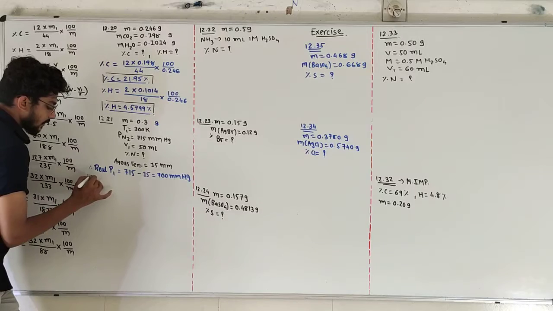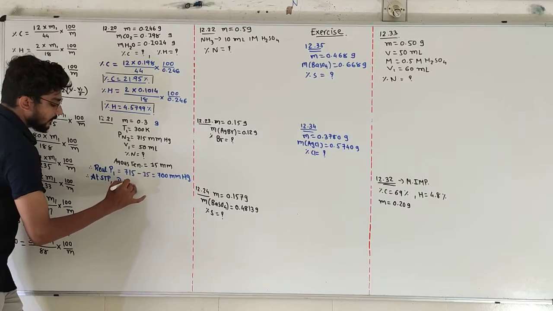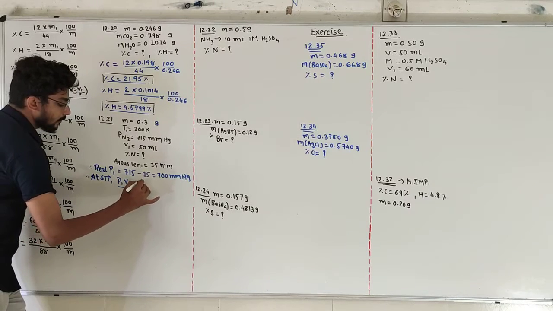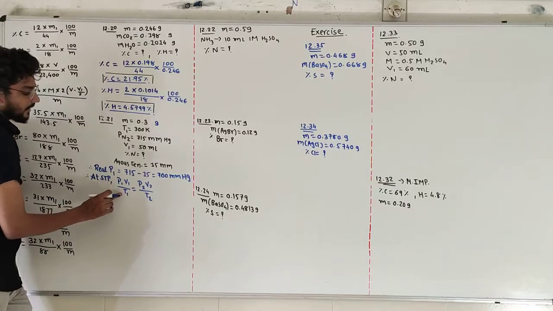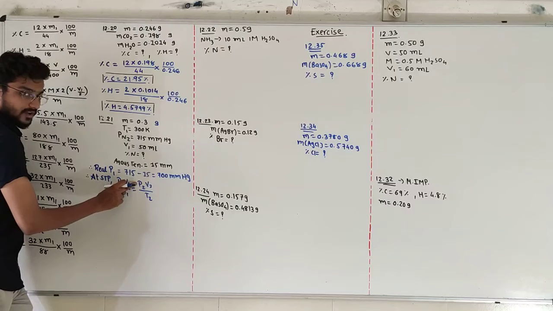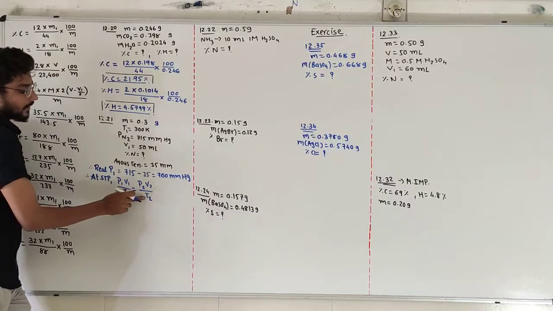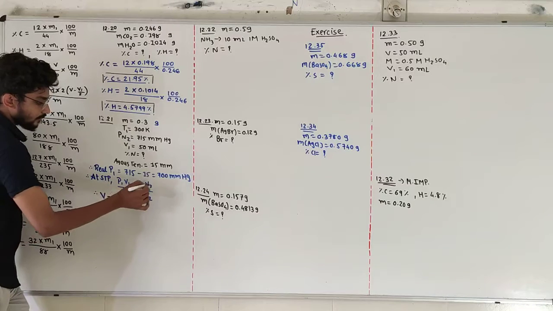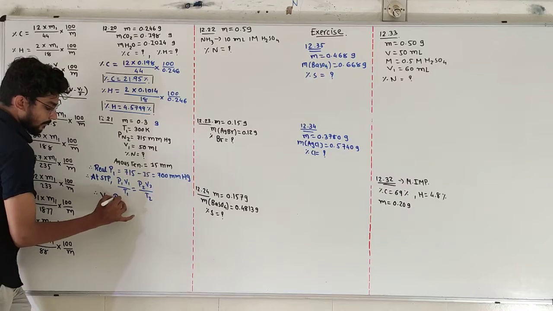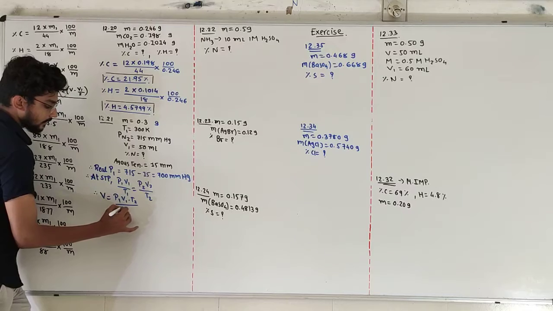So now at STP we know the formula, P1 V1 upon T1 will be equal to P2 V2 upon T2. We have the values of P1, V1 and T1, and P2 will be equal to 1 bar, V2 will be equal to V, which we have to find, and T2 will be 273. So let's rearrange it. V2 is equal to V, P1 V1 into T2 divided by T1 into P2.